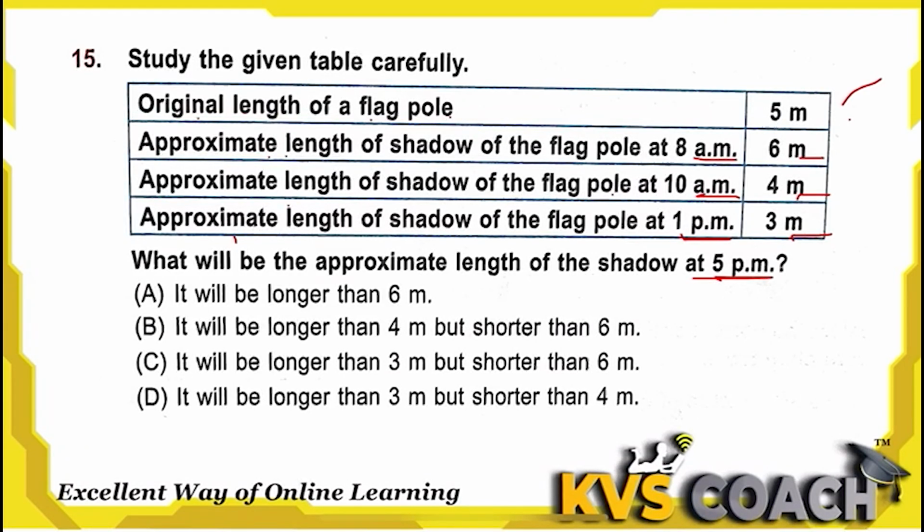Approximate length at 8 a.m. The sun rises from the east at around 6 a.m. At that time the shadow is longer than the pole. It means this is morning time, because in the morning and in the evening the sun is the farthest from the object, so the shadow is the longest.